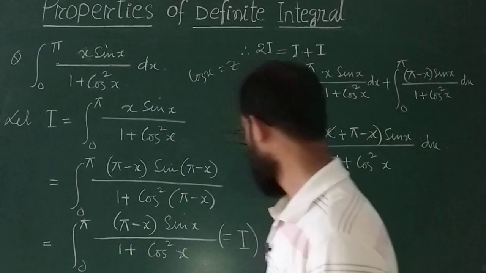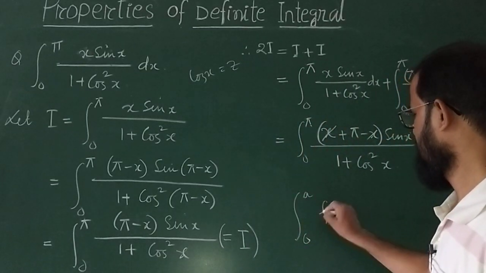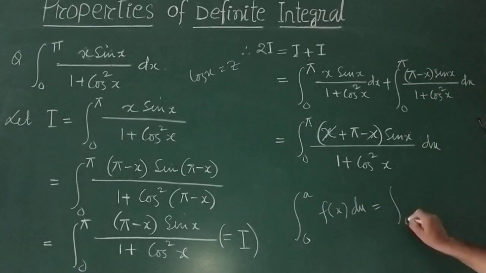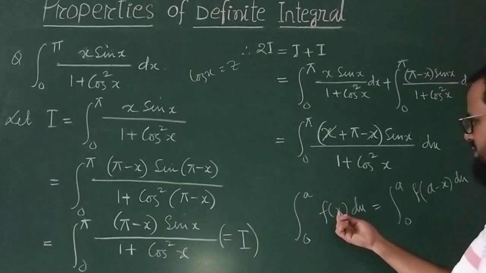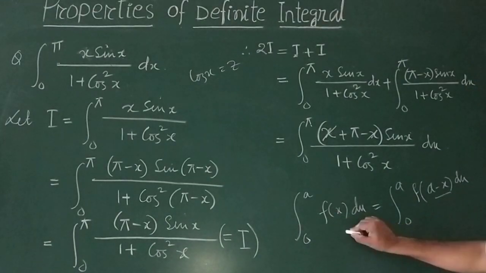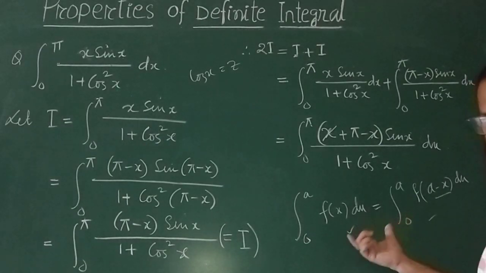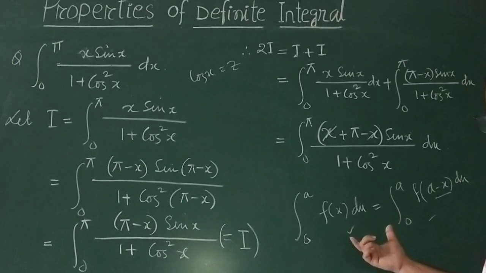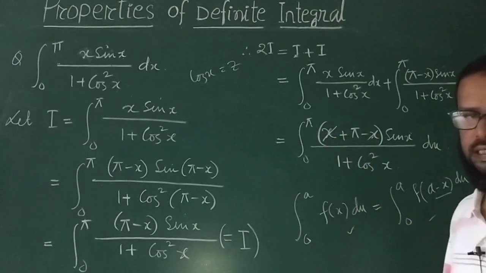You have a particular property: the integral from 0 to a of f(x) dx is equal to the integral from 0 to a of f(a minus x) dx, when a is a positive quantity. So here x is replaced by a minus x, and this integral and that integral are the same. In the last class I have proved it. This is the most useful property; maximum problems will be solved with this property. Here I am going to utilize this property to solve this integral.